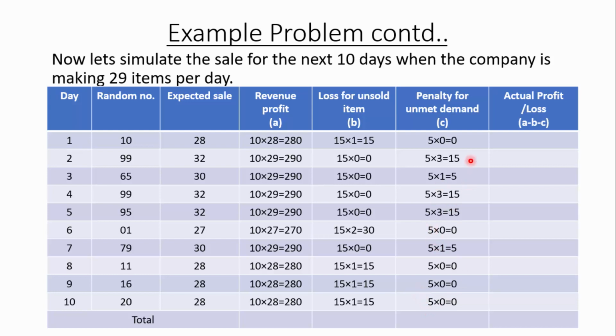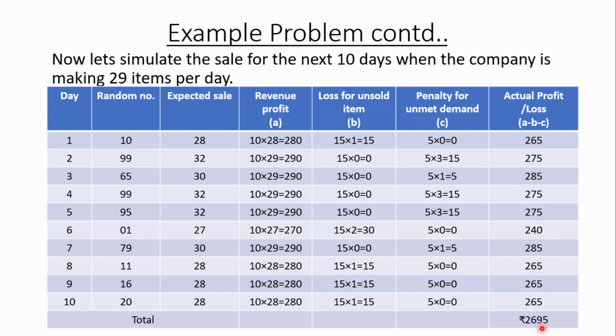Now let us calculate the actual or realized profit or loss, which is A minus B minus C. So for day 1 we can see that it is 280 minus 15 minus 0. So this will come as 265. Similarly for day 2 it is 290 minus 0 minus 15, it is coming as 275. And the third day it is 290 minus 0 minus 5, it is coming as 285. And we will calculate it for the remaining days as well, and this is coming as this.